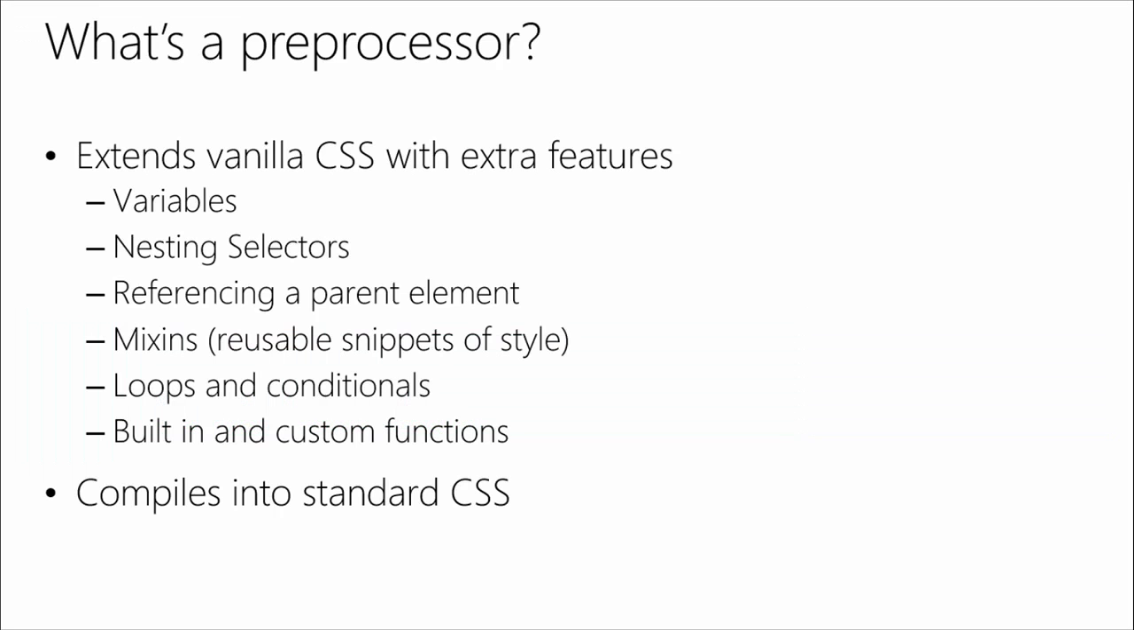What is a preprocessor? The simple way to explain it is that it basically extends your vanilla CSS with extra features. So you've seen us use CSS all day today. I wouldn't say that's everything that's in CSS, but that's the bulk of it. You haven't really seen anything with variables or with us nesting selectors, and that's because those things don't exist in CSS right now. And they're things that people really, really want.